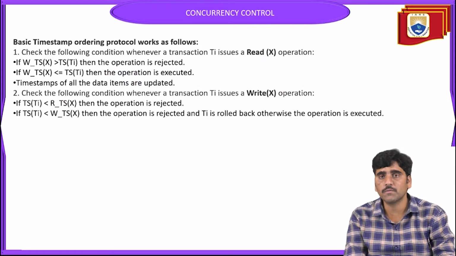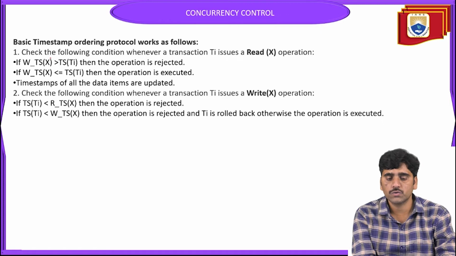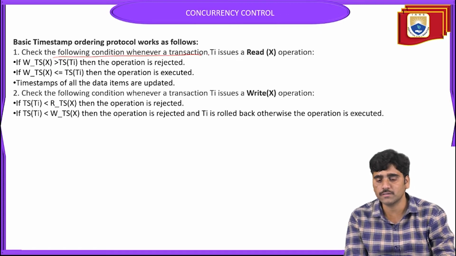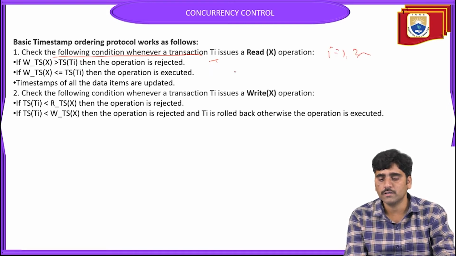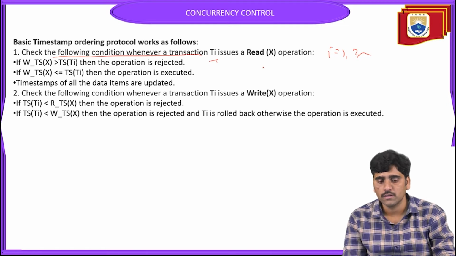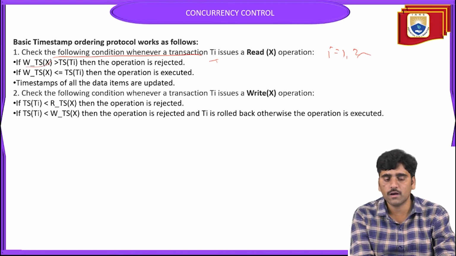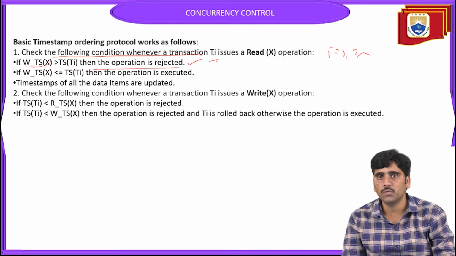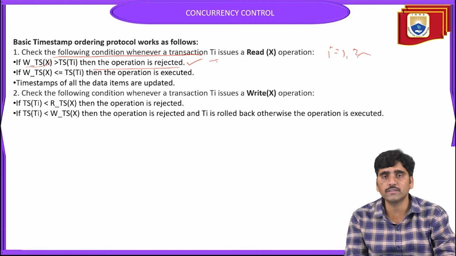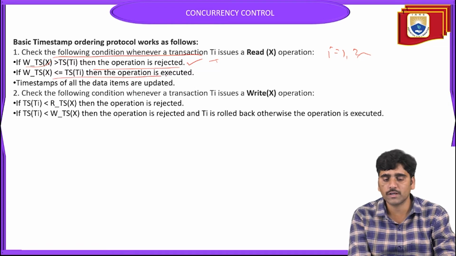So here we can see some of the conditions of the transactions. Check the following condition whenever the transaction Ti, where i stands for 1 or 2 or something, uses a read operation or write operation. If the write timestamp of x is greater than the timestamp of the transaction, then the operation is rejected. That means whoever comes last will execute last. Whoever comes first for the execution will execute first. That is what the condition says.